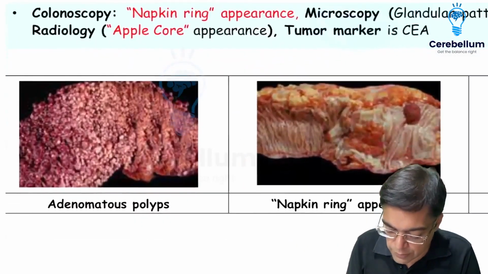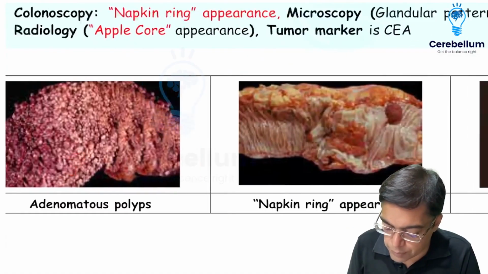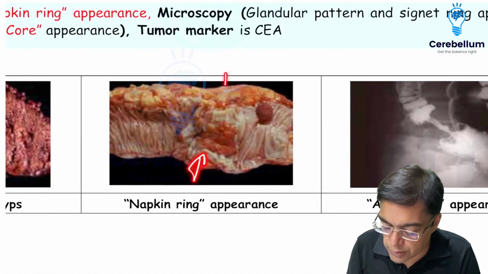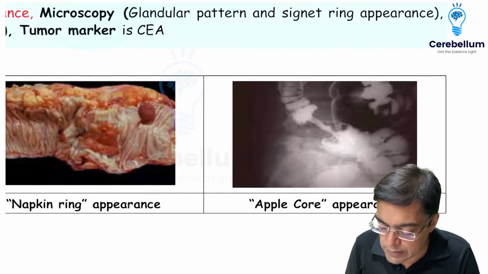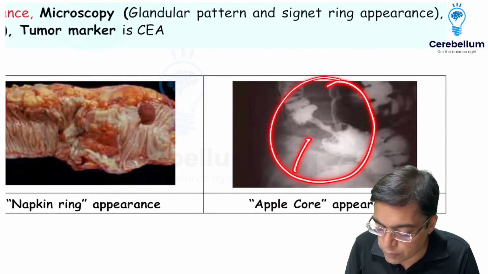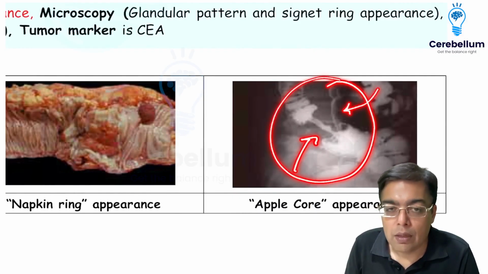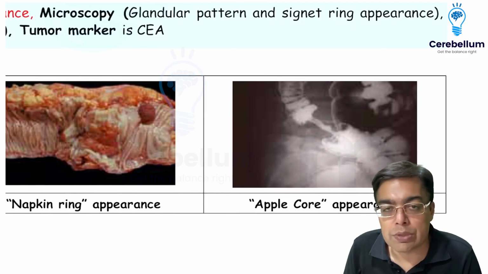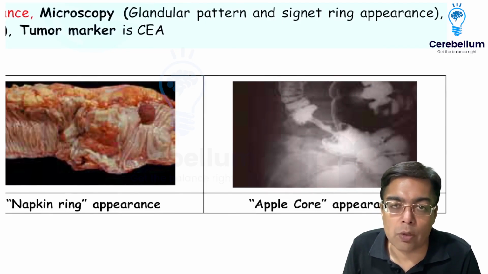So gross appearance: adenomatous polyps, multiple polyps are present in the patient. Napkin ring appearance, the constricted area because of infiltration of the cancer. And the radiological sign that you have over here is apple core appearance. One of the ways by which we can definitely make a diagnosis of this cancer is colonoscopy coupled with biopsy. Biopsy shows you the presence of a glandular pattern.